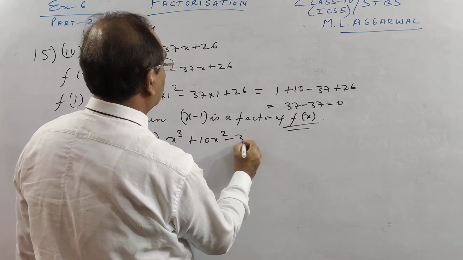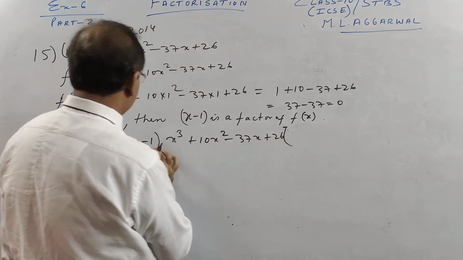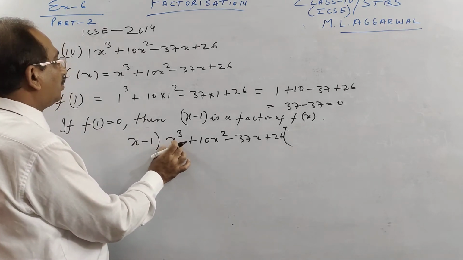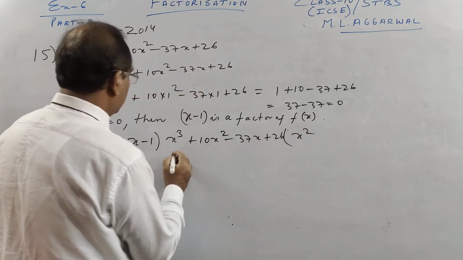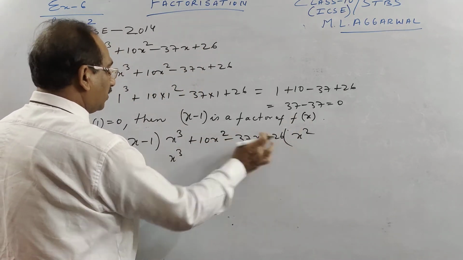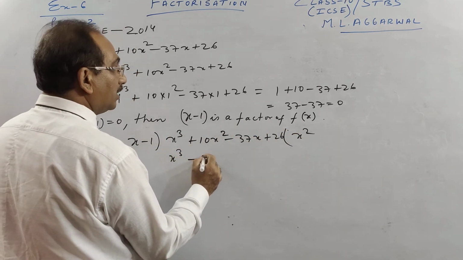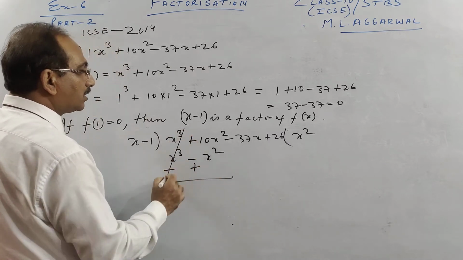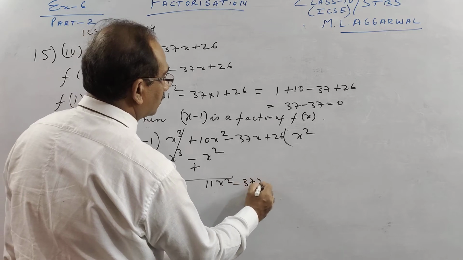37x plus 26. So here, children, you see x, with what will you multiply x to get x cube? You will multiply by x square. x square into x gives you x cube, and x square into minus 1 is minus x square. Subtract, children, leave some space, so you get 11x square minus 37x.